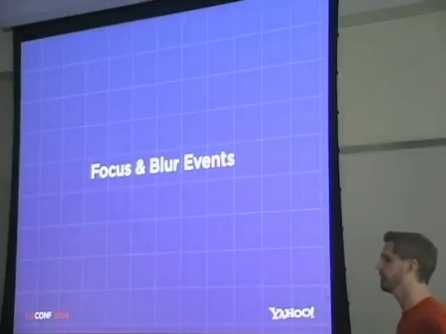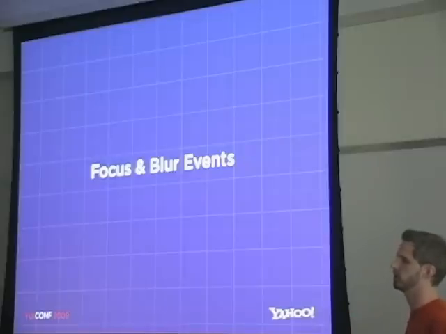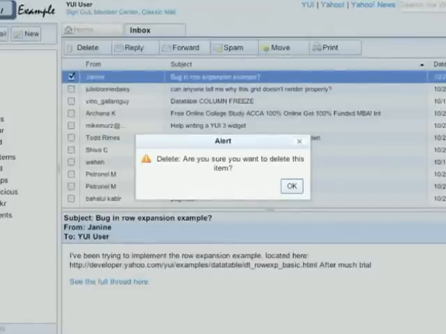The focus and blur events are two events that are incredibly useful when it comes to implementing accessibility features for your application. I'm going to walk you through several different use cases on why you would use focus and blur to help improve the accessibility of a given application.